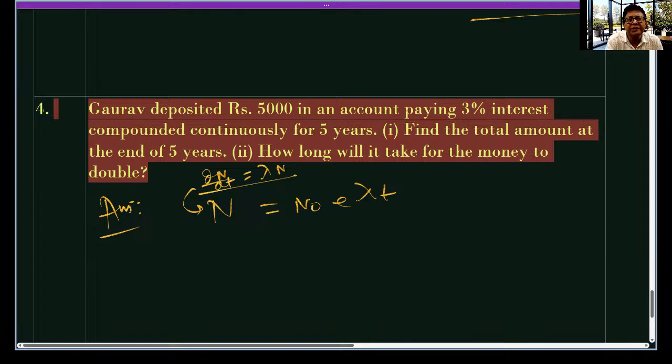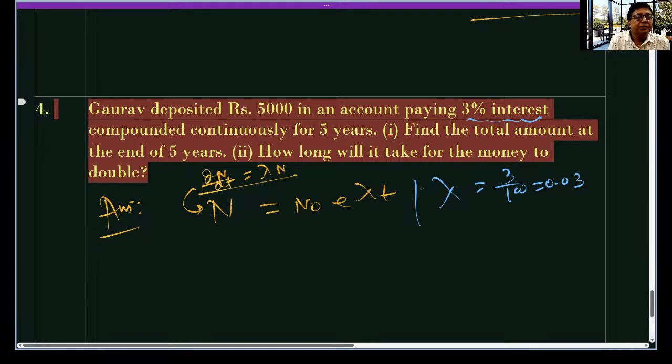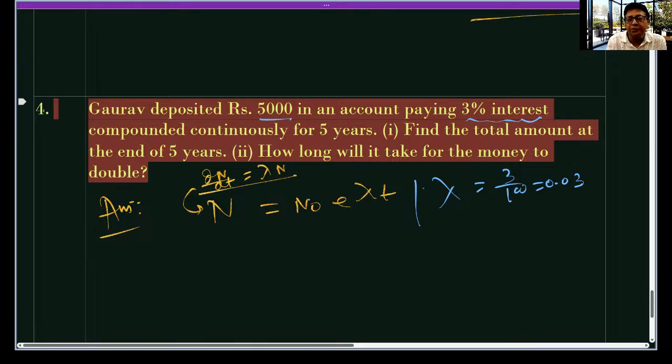So immediately you can write the value of lambda. Lambda is what? This is growing this way, 3 by 100, 0.03. Agree or not? 0.03. Clear? So use this equation, compounded continuously for 5 years. Say this much will be n0, rupees 5,000.